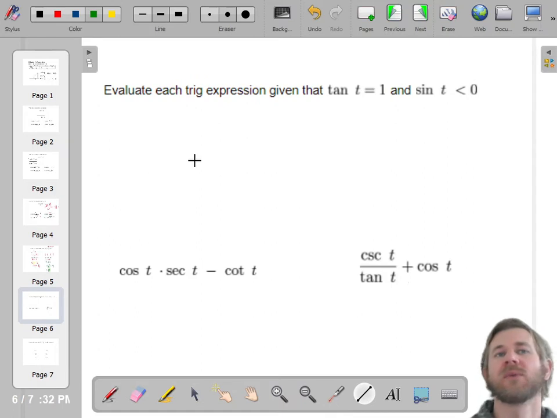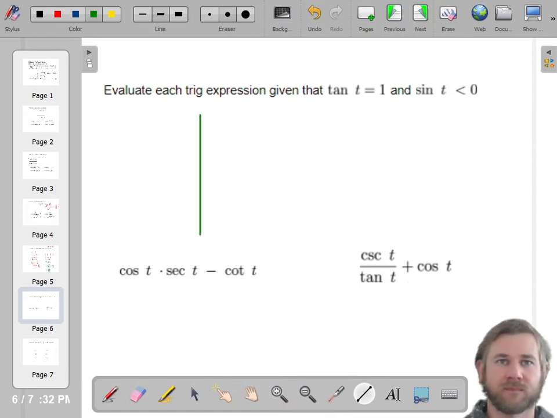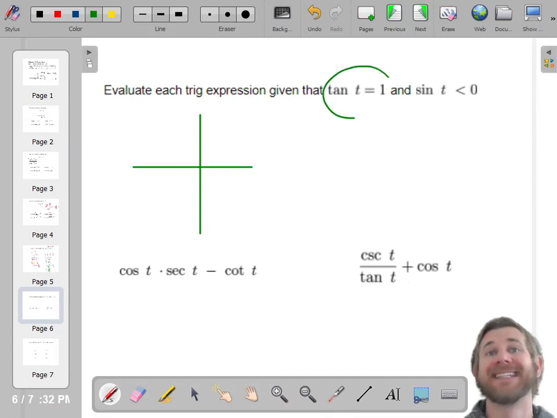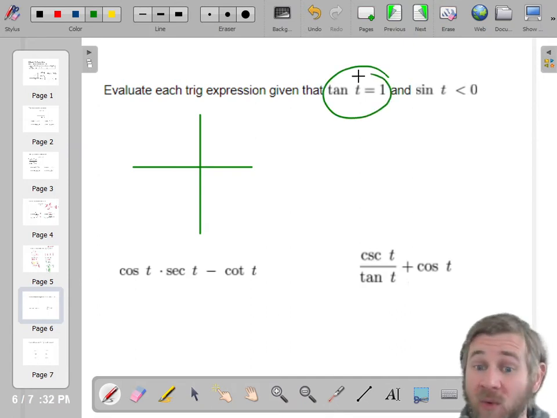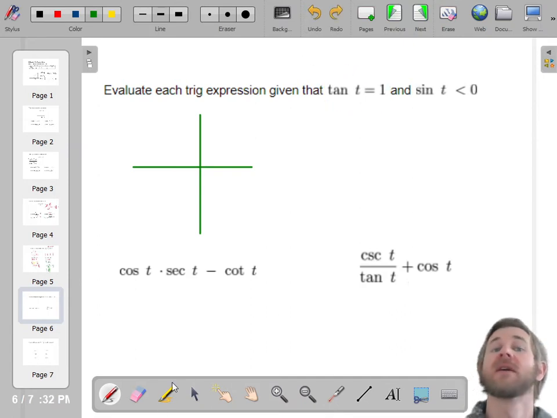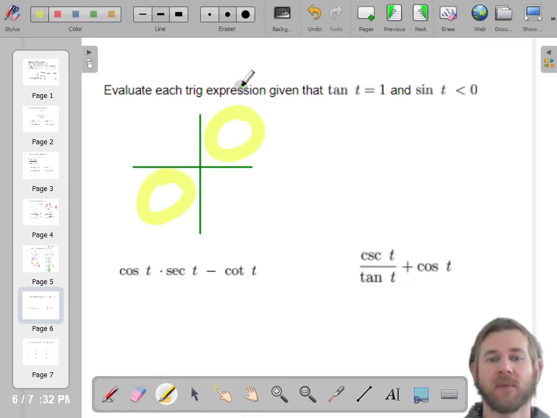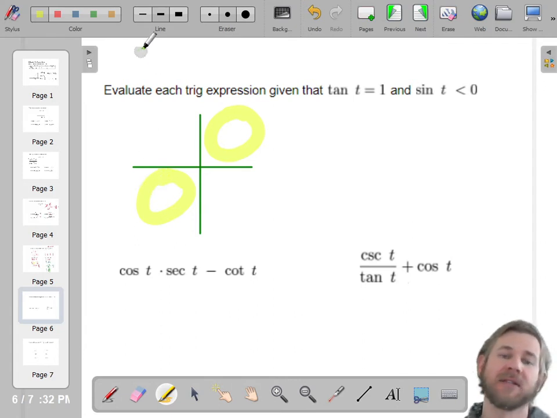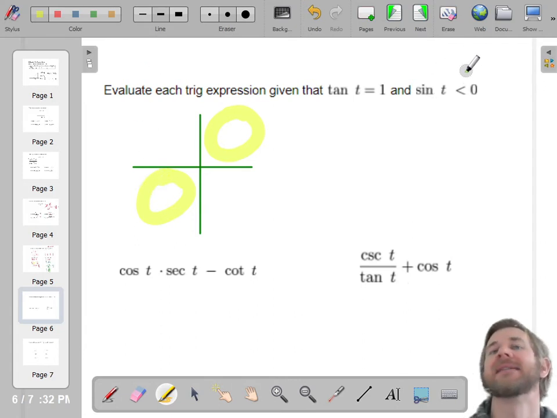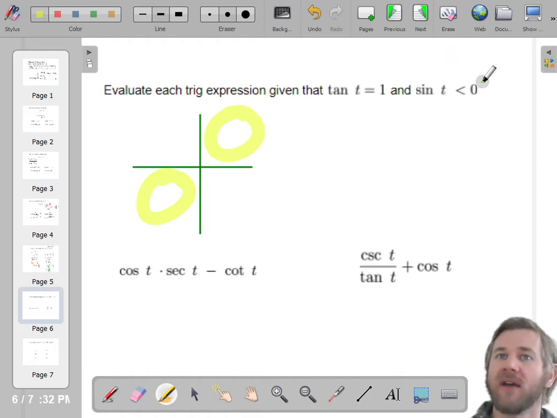Tangent is 1. Well, that's weird. Okay. All right, first thing. This is tricky. Tangent is positive 1. So you have to remember, tangent is only positive in the first quadrant and the third quadrant, because it's either plus plus or minus minus. The second thing they're telling us is that sine is less than 0. So sine is negative. Remember, sine is the y value.